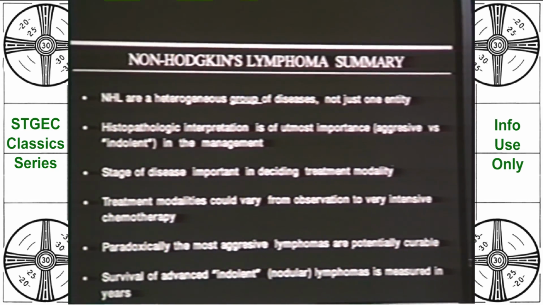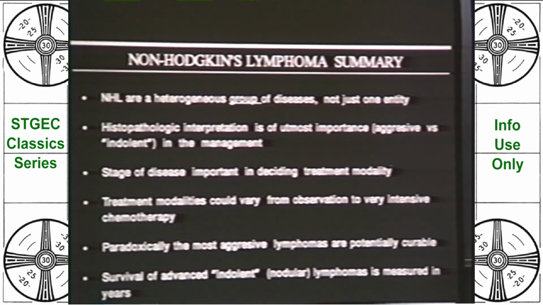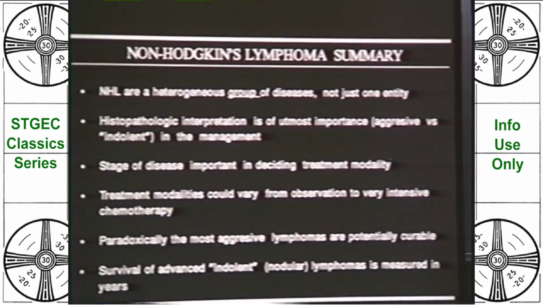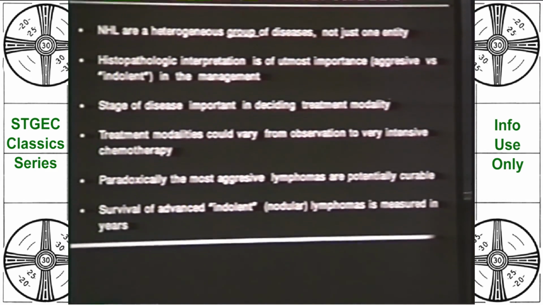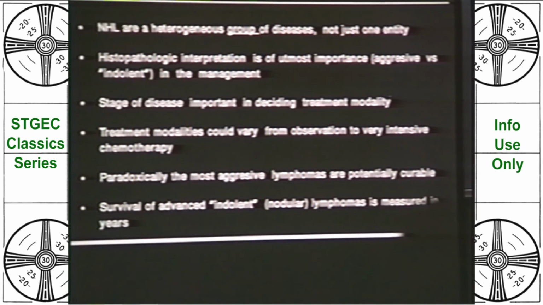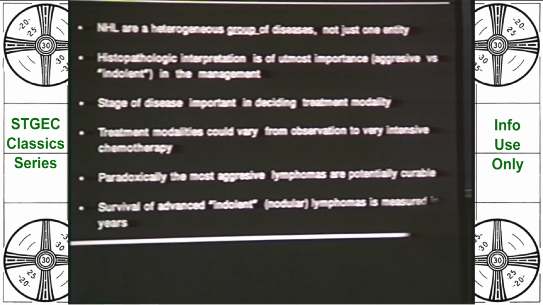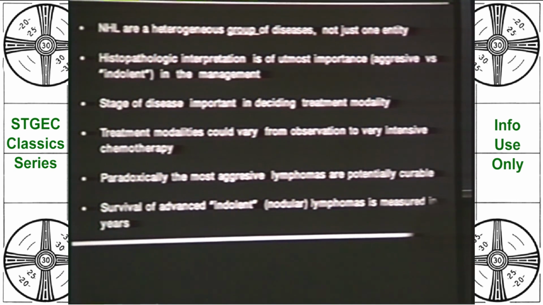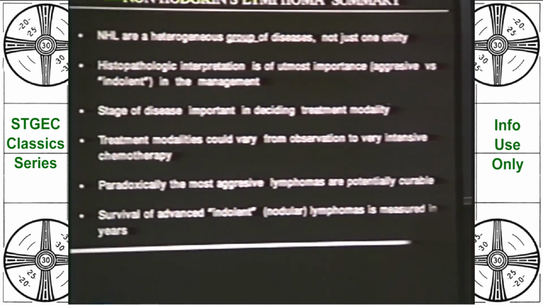Paradoxically, the most aggressive lymphomas are the potentially curable, and survival of the advanced or indolent, I hate to use the term, but you see it so frequently, is measured in years, but if you last long enough, it will become a problem and these patients will require treatment down the line. So it's important to be able to tell these patients their prognosis and the different possibilities, okay?